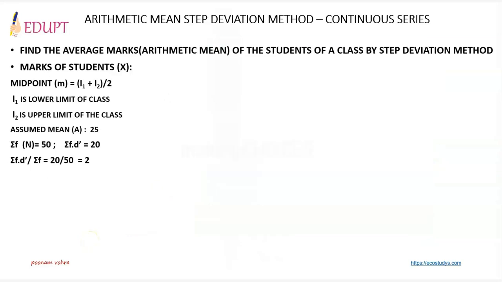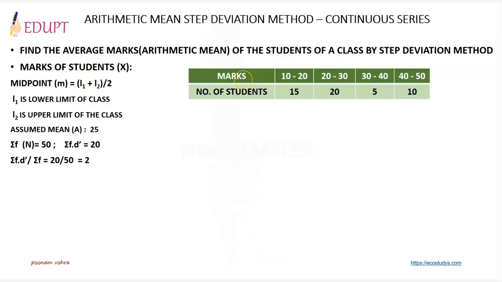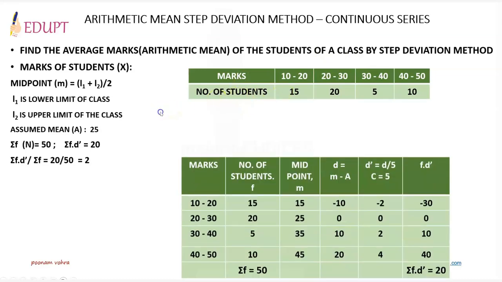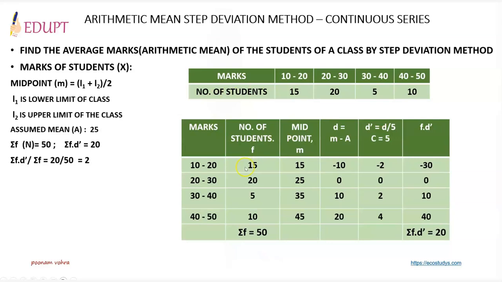Now let's find arithmetic mean in continuous series by step deviation method, and we shall use the same numerical example, which is about finding average marks of the students of a class. So the information is about the marks in class intervals and students as frequencies. We shall have 6 columns. First is marks in class intervals, then the number of students as frequencies.